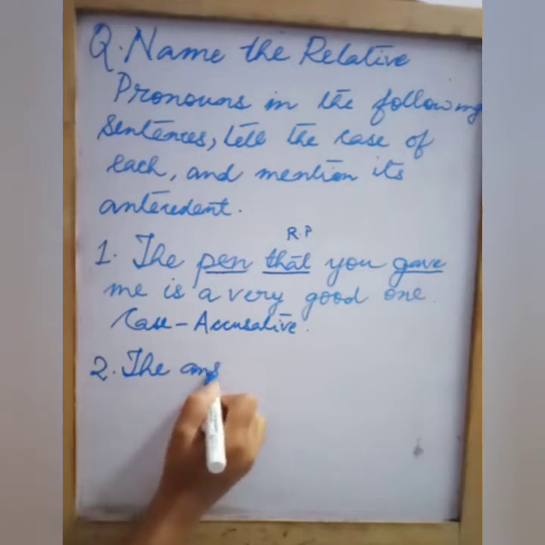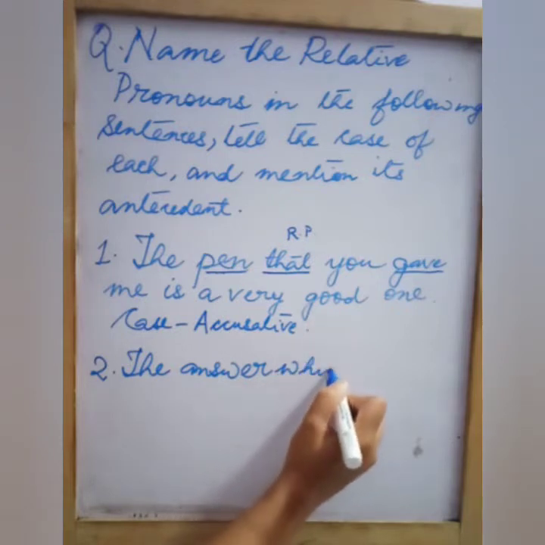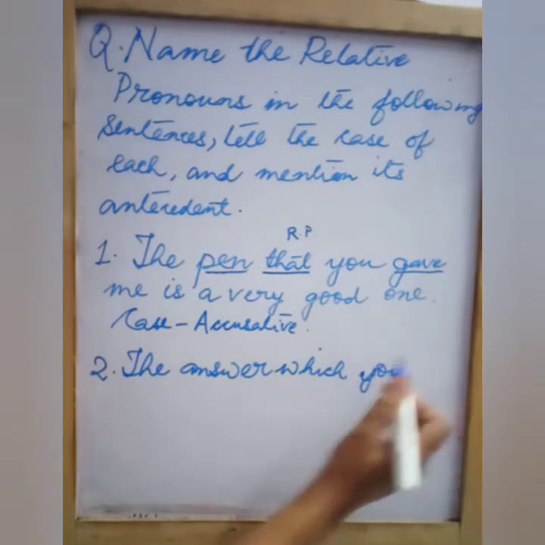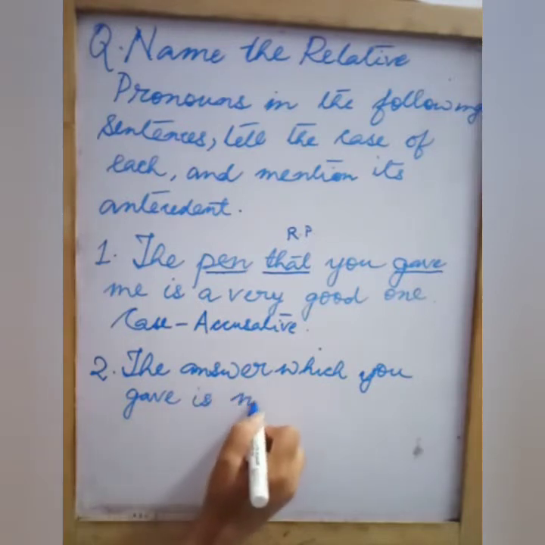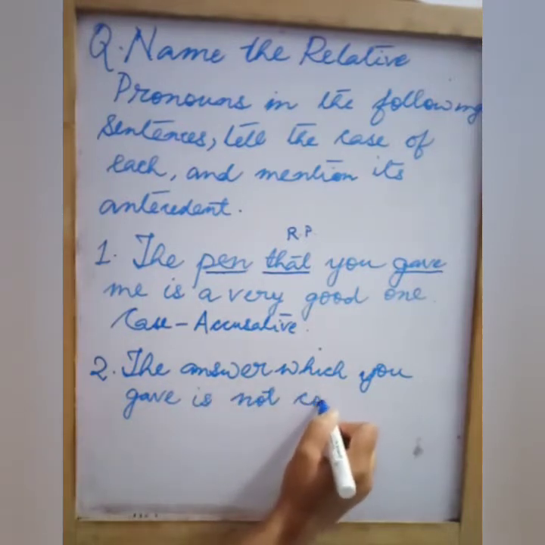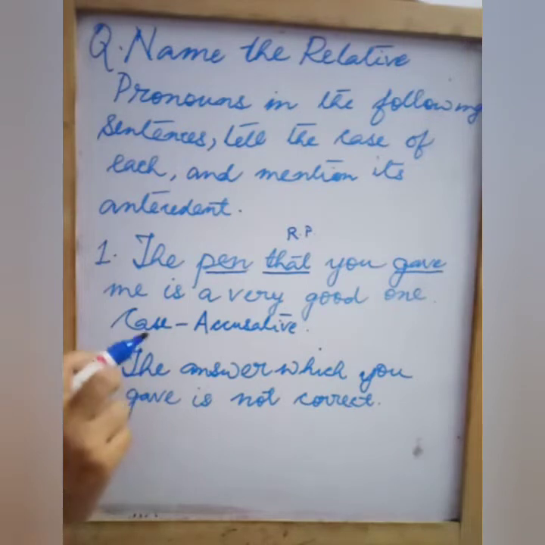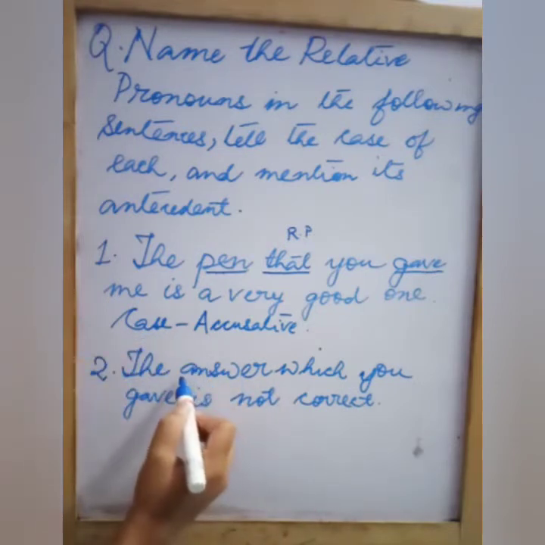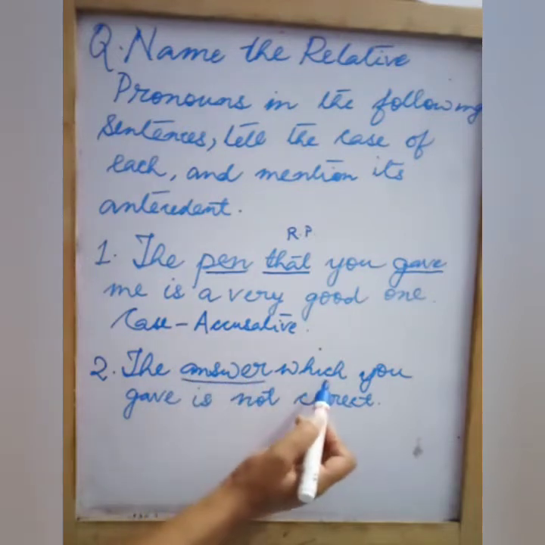The answer which you gave is not correct. So the answer which you gave is not correct. So which is the relative pronoun here? First you identify the noun. The noun is which one? This is the noun. The answer is the noun, isn't it? It is also the antecedent because it is coming before the pronoun.